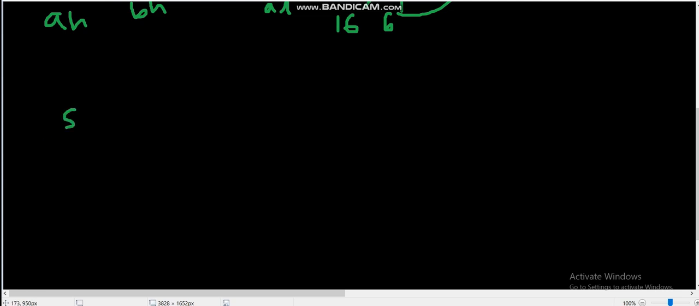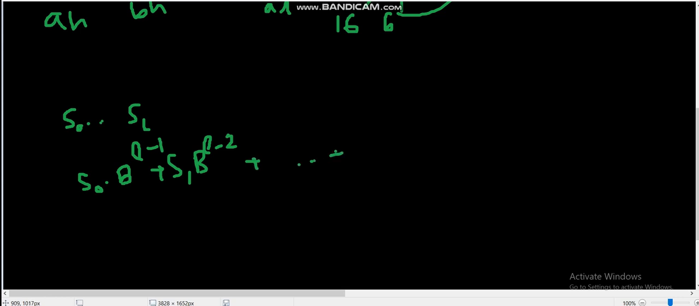So the Rabin-Karp algorithm for something like S0 to SL will be like this. It will be S0 into base, let me call it capital B, so S0 into B to the power L plus S1 into B to the power L minus 1, S2 into B to the power L minus 2, plus dot dot dot, plus S of L into B to the power 0, right? I hope you got it. So this is the hash algorithm for Rabin-Karp, and we have to take a bigger modulo, right? I hope you got it.